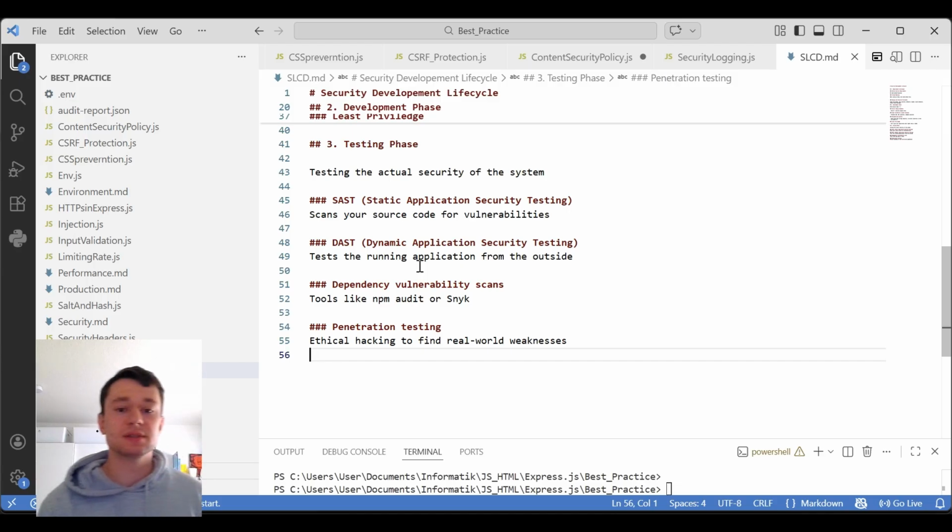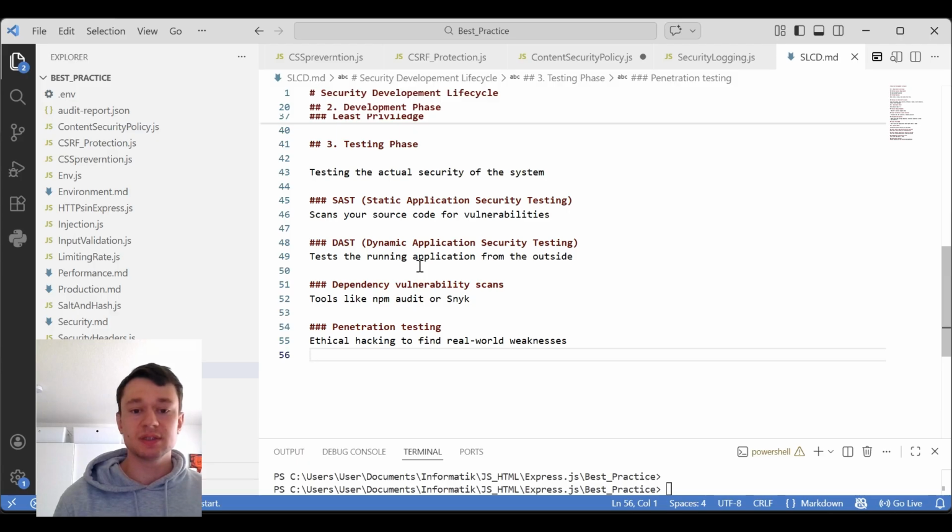The next one we already talked about. It's the dependency vulnerability scans. This means you need to check if the modules you're using are up to date and are secure. So you can use tools like npm audit or Snyk for these types of assignments, where you just check if your packages are still secure.